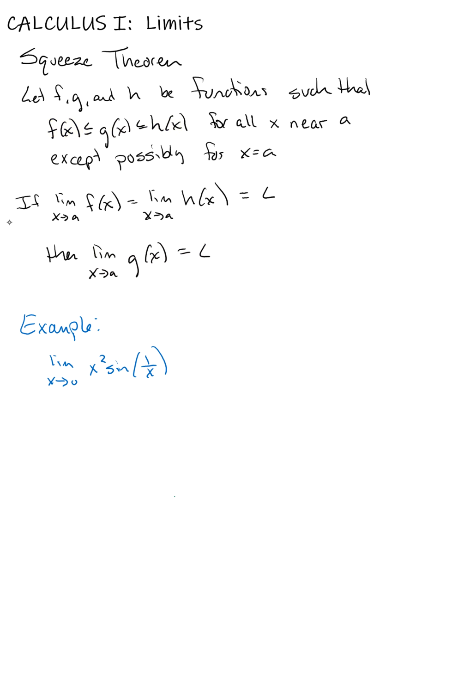Let's take a look at an example. Let's find the limit as x approaches 0 of x squared sine of 1 over x. Oh my goodness, let's take a look at this. This is kind of crazy.